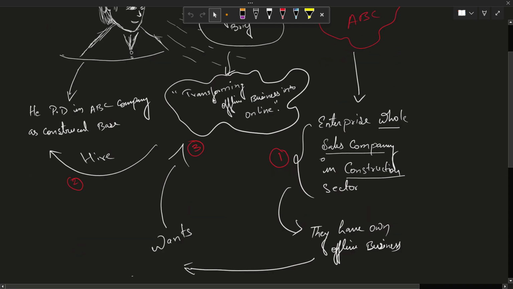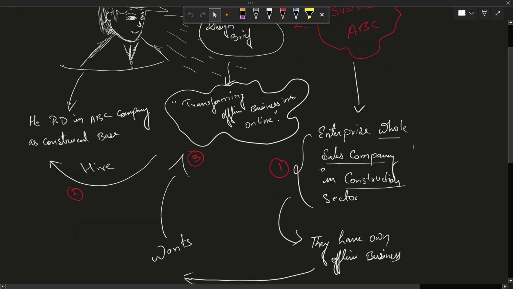And who is the ABC business? The ABC business is an enterprise wholesale company in the construction sector, and they have their own offline business. That's why they hire a product designer, right?